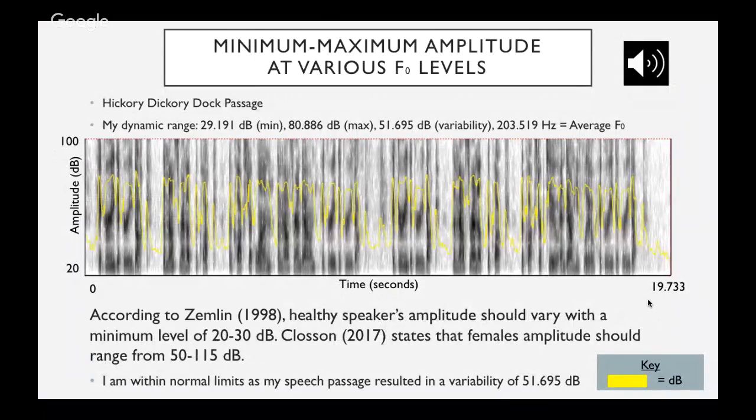Okay, the next one is the minimum to maximum amplitude. I took my Hickory Dickory Dock passage and I measured my minimum loudness and my maximum loudness, and I wanted to see my dynamic range. So my minimum is 29 decibels and my maximum is 80 decibels, and so my variability was 51 decibels. According to Zemlin and Clausen, I fall within normal limits.